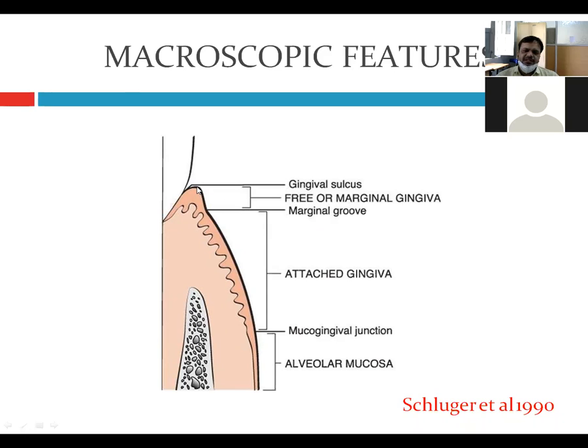So in this figure you can see the structures. One is free gingiva, or marginal gingiva. Second one is attached gingiva, and third one is interdental gingiva. There is a groove present between your free gingiva and your attached gingiva. This is called the free gingival groove. This groove usually is a demarcation between your marginal gingiva and your attached gingiva.